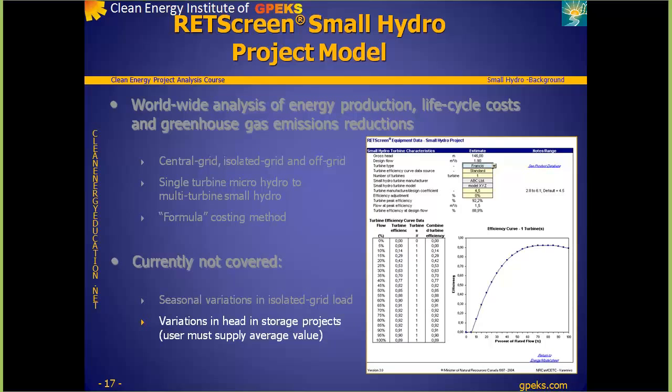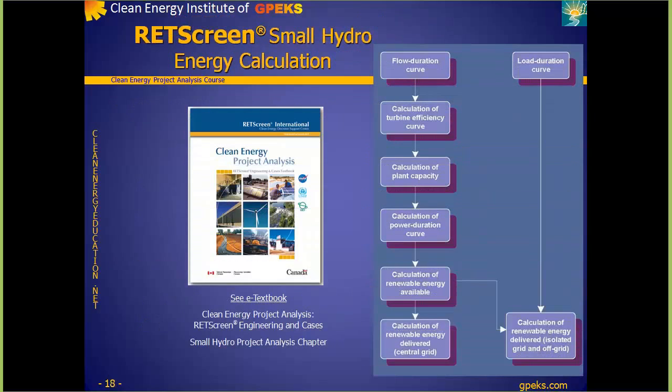The RETScreen Small Hydro Energy Calculation. The RETScreen Small Hydro Energy Calculation determines the energy delivered by a hydro project over the period of a year. The data used for this calculation are the head, various component efficiencies, a flow duration curve representative of the flow over the year, and, for isolated grids, a load duration curve.